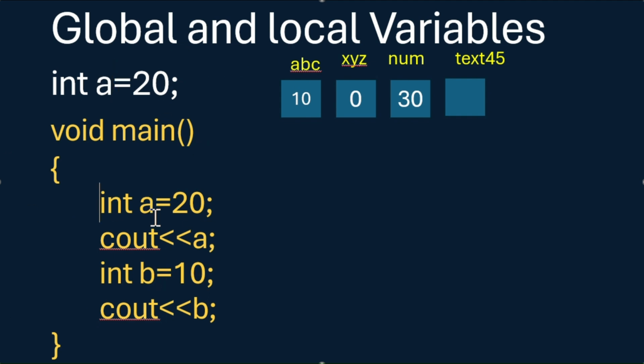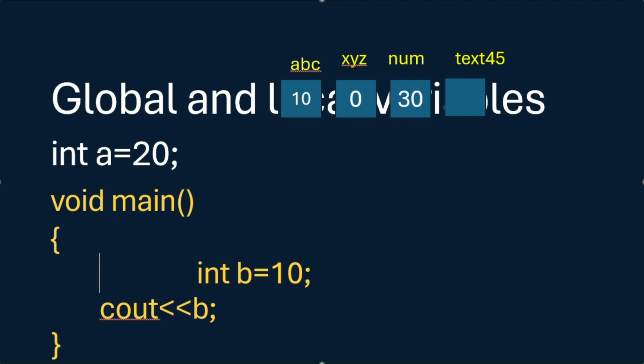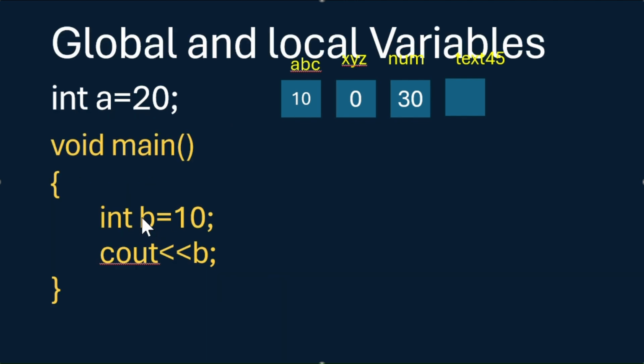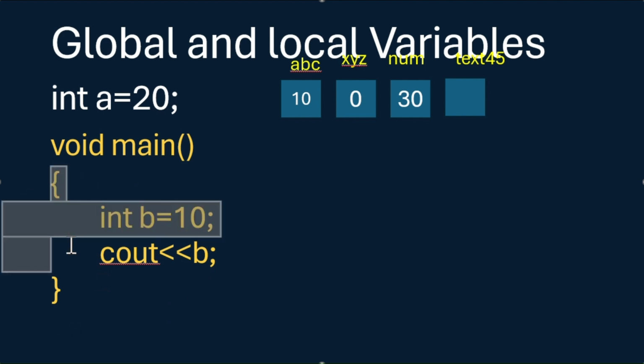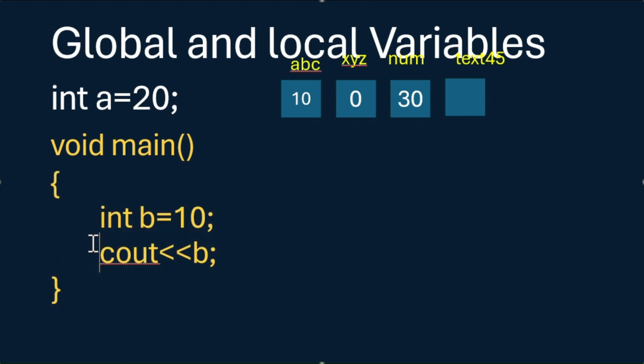But what is the local variable here? What are local variables? Here I have declared b is equal to 10 inside this block. So only inside this block I can use the value of b. I cannot use the value of b outside this block. So this is called local variables, which have a local scope, a small scope.